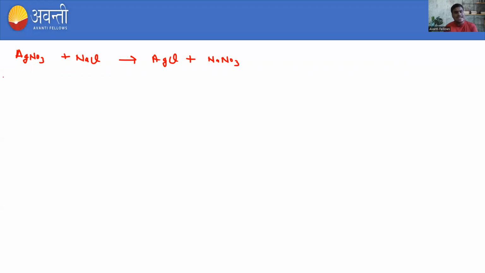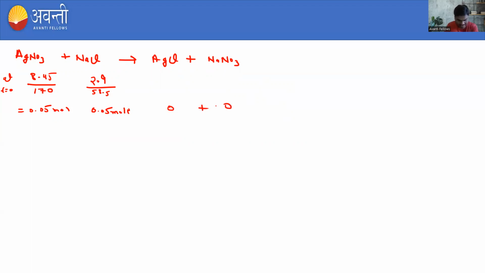Initially, at t equals 0, the number of moles of AgNO3 is 8.45 divided by its molecular mass, 170, so it comes out to be 0.05 mole. For NaCl, the mass is given and the molecular mass we know is 58.5, so the number of moles is also 0.05 mole. And the products are 0 and 0.